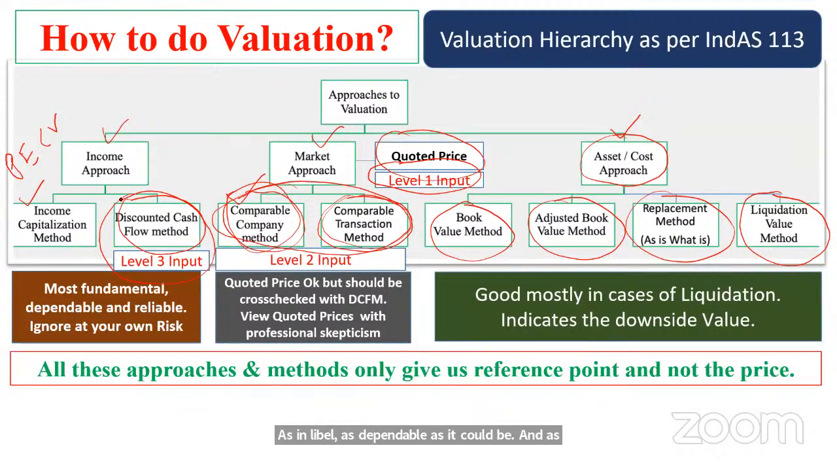And as regards the cost or the asset method, please remember these are good mostly in case of liquidation. And why so? Because they give you the downside. So the liquidation method or the adjusted book value method will give you an idea as to, as a seller of a company, what is the minimum that you must expect when you are selling your company. So the cost and the asset approach will help you in letting you know, as a seller, what is the minimum that you must expect, or as a buyer, what is the price that you should be willingly prepared to pay, and that is your liquidation value method.